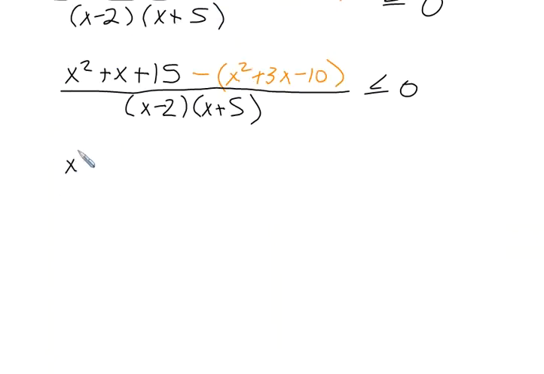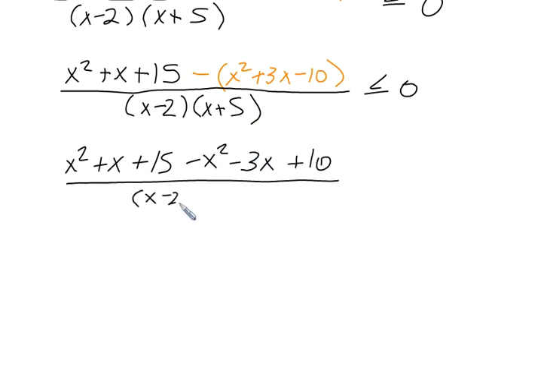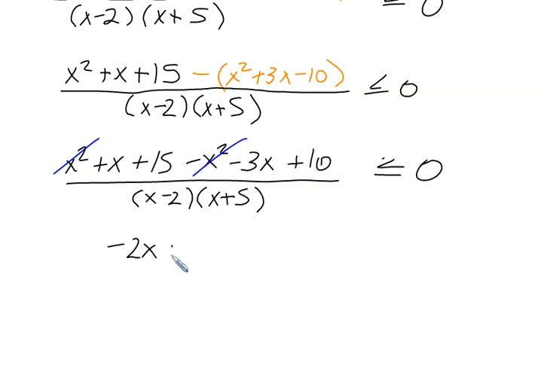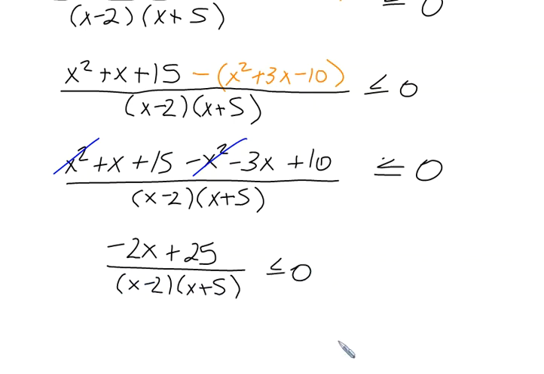So in our numerator, we have x squared plus x plus 15 minus x squared minus 3x plus 10, all over x minus 2 times x plus 5. Combining like terms, look at this here. The x squareds cancel up in the numerator. X minus 3x would be a negative 2x. And 15 plus 10 would be plus 25. Our denominator is still x minus 2 times x plus 5. And we're looking for where this is all less than or equal to 0.